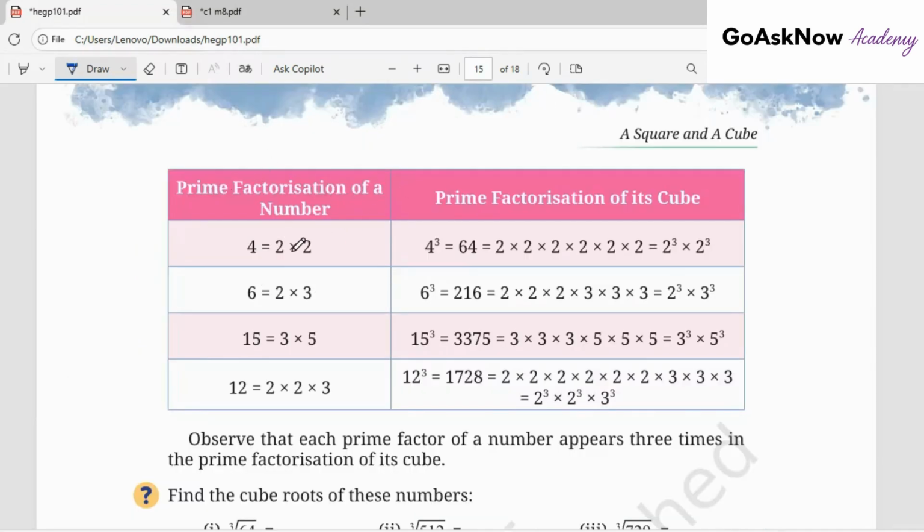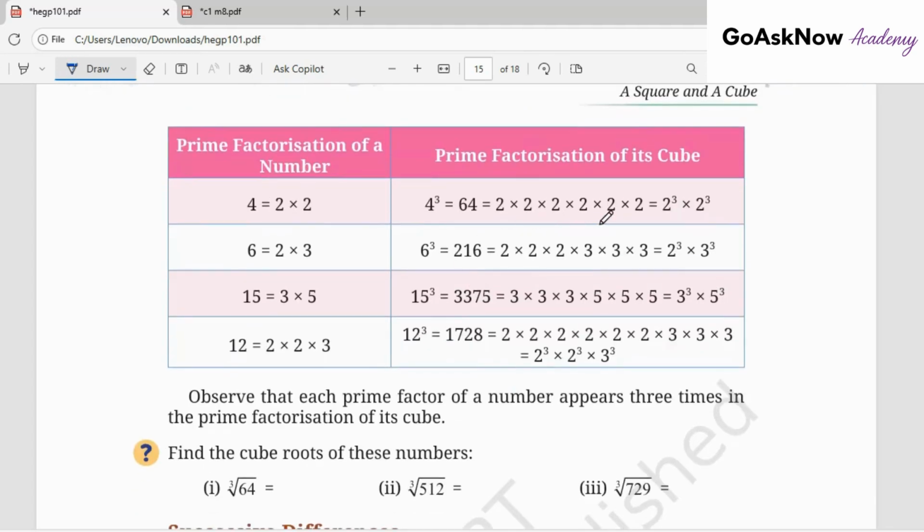Prime factorization of the number 4 is equal to 2 into 2. Now the prime factorization of its cube: 4 cube is equal to 64, which is 2 into 2 into 2 into 2 into 2 into 2, which is 2 power 3 into 2 power 3. So we are taking the 2 into 2 factorization.